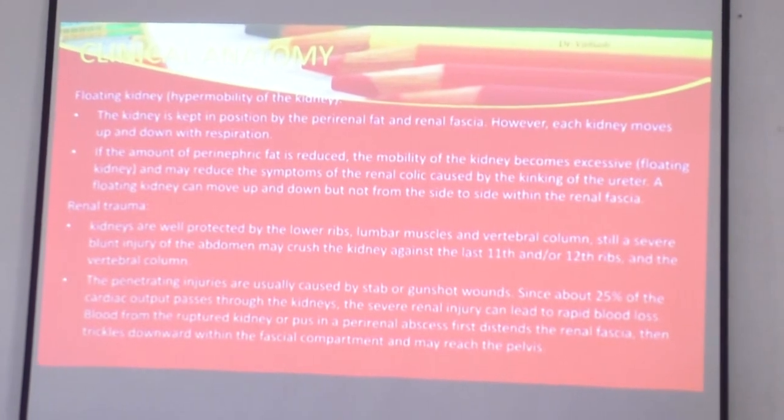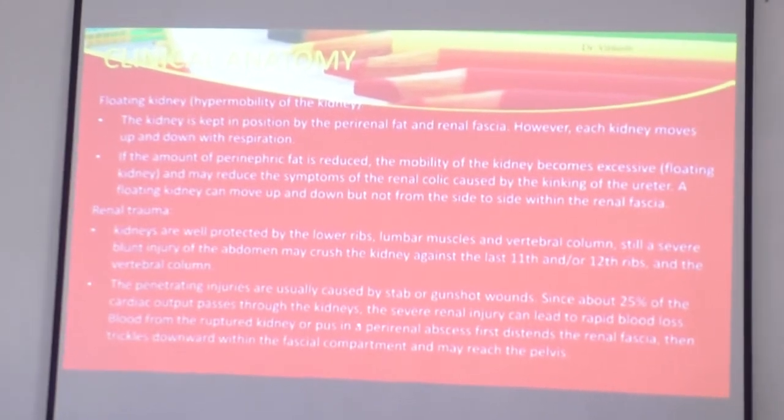Since about 25% of cardiac output passes through the kidneys, severe renal injury can lead to rapid blood loss. Blood from a ruptured kidney, or pus in a perirenal abscess, first descends in the renal fossa, then trickles downward within the fossal compartment and may reach the pelvis. Okay, so this is the direction of pus flowing up to the pelvis from the kidneys.